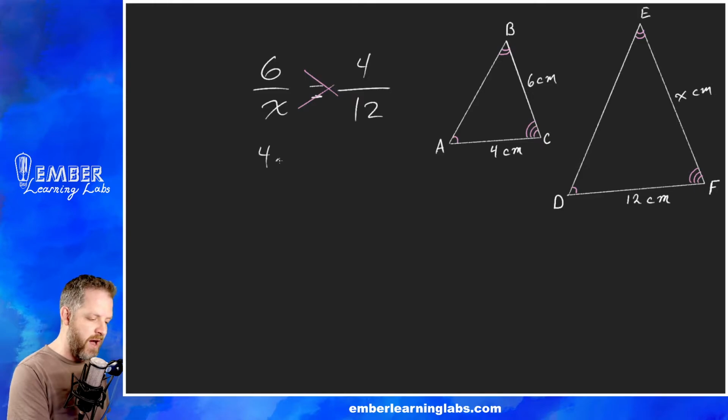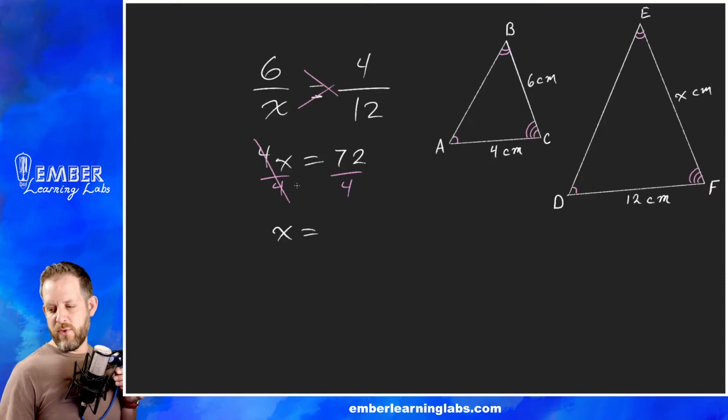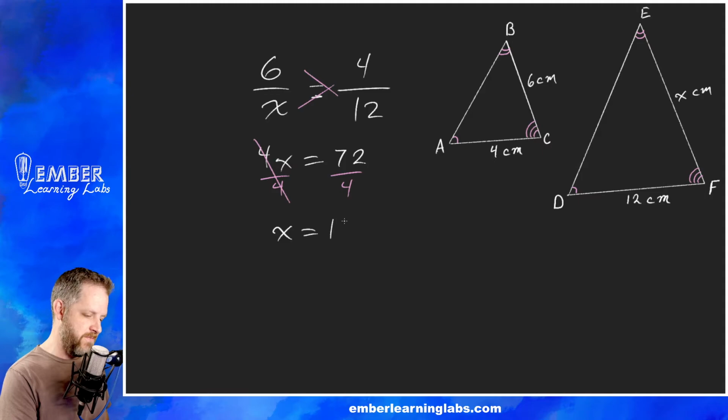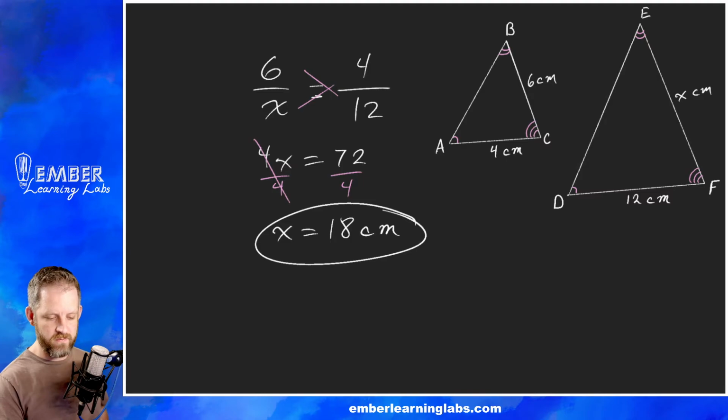So we end up with 4x equals 72. Get rid of the 4, we're going to divide by 4 on both sides. Those cancel, leaving us with x equals 72 divided by 4 equals 18. Now, we're given units, so we need to make sure we put units on our answer. So 18 centimeters. Let's do one more.